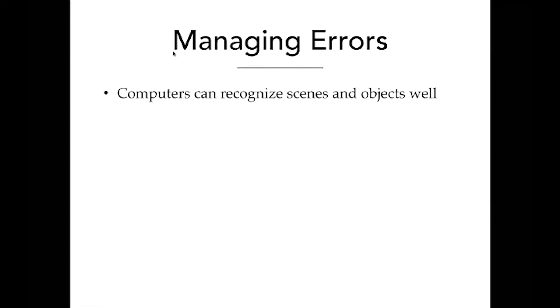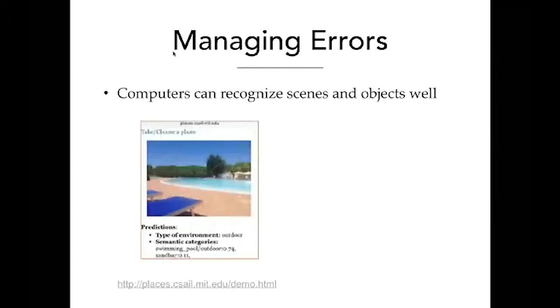So in general, computers can recognize scenes and objects very well. This is a very cool demo that comes from Antonio Torralba's group at MIT. If you go to places.csail.mit.edu, you can upload an image and it'll tell you what is in the image. So in this case, you have a picture of a swimming pool. It tells you this is outdoors. It's a swimming pool. It's probably a sandbar.